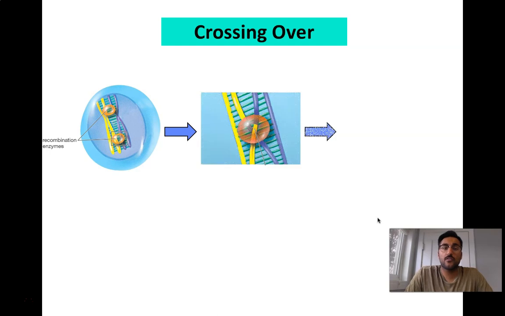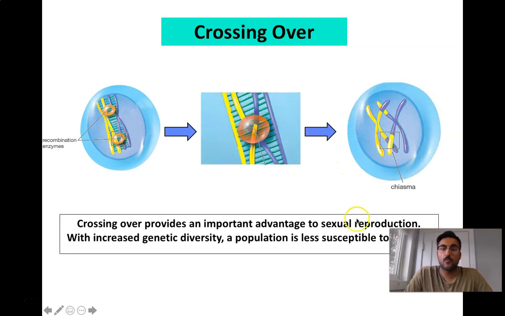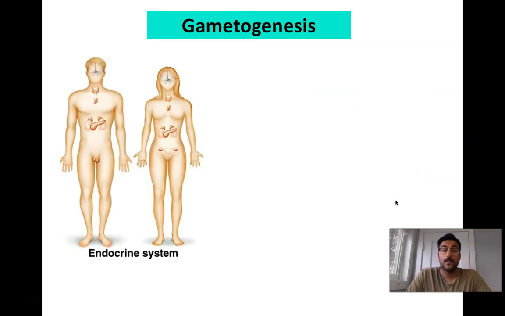Crossing over, therefore, just a little bit more detail here, is when you swap parts. So crossing over provides genetic advantages because you have more diversity, and so your population is more diverse and therefore less susceptible to disease and pressures.